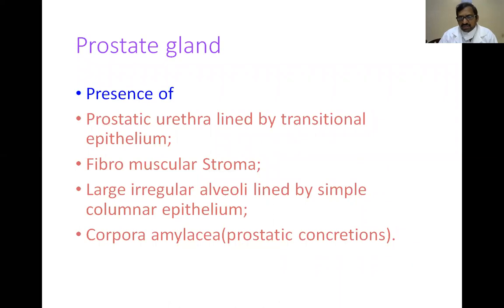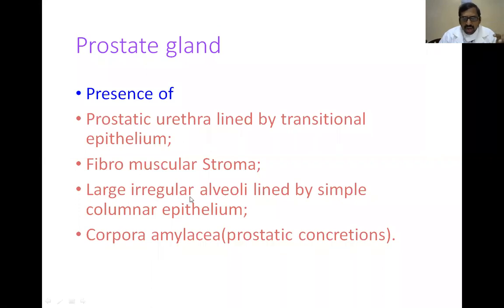In the mammary gland there is also glandular tissue, but it may vary. If the mother is lactating, the glandular tissue is more and the fat is less. In the normal breast, the fatty tissue is more and the glandular tissue is less. But the prostate stroma is fibromuscular. This is a very important characteristic feature of the prostate gland: fibromuscular stroma.